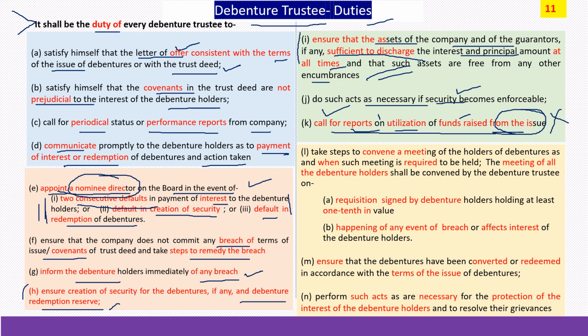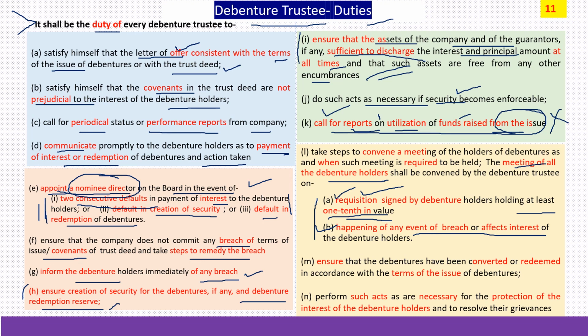Debenture trustee also has a duty to convene the meeting of debenture holders. There are two situations where he has to convene a meeting of debenture holders. Number one, when 10% value holders of debentures requisition a meeting, they sign and give a request, we want the meeting to be held, he has to hold it because 1/10 in value has requisitioned. Or if there is any event of breach or delay in payment of interest or failure to pay interest, he can call a meeting of debenture holders.